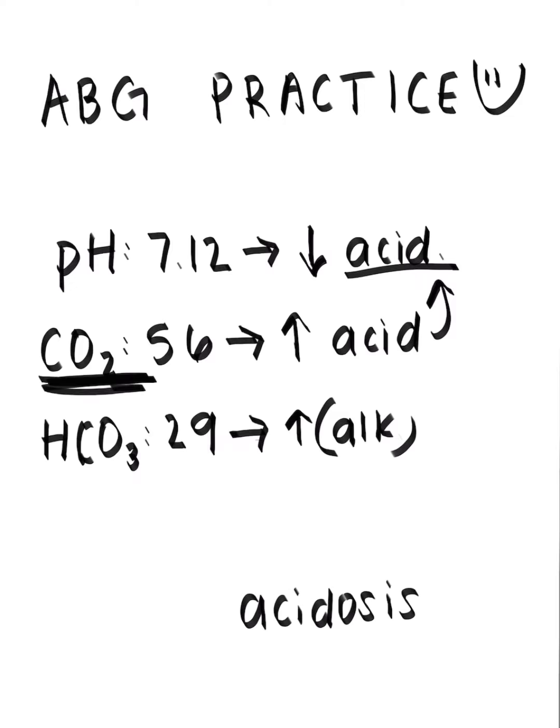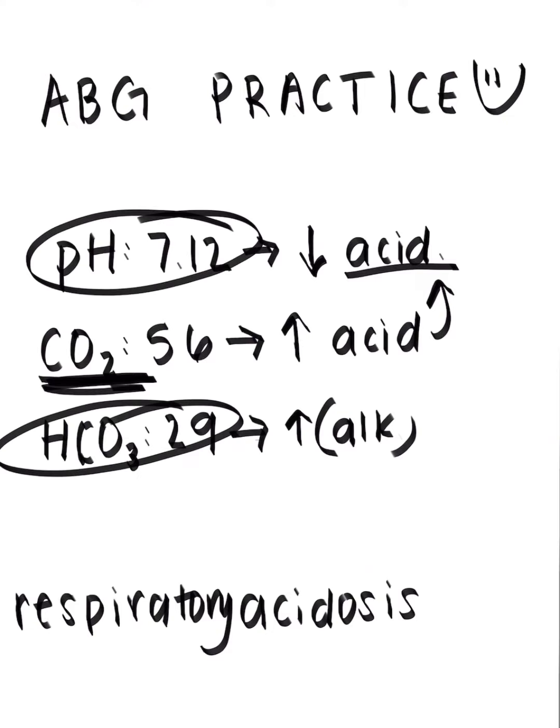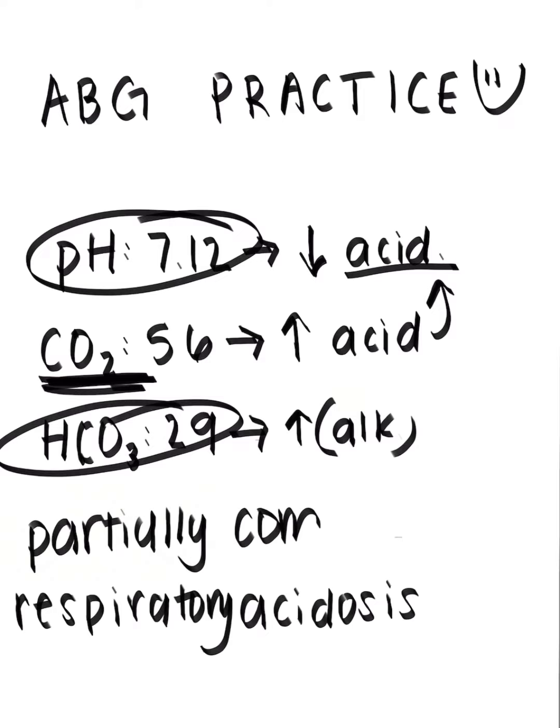So right off the bat, we know we have an acidosis, and because the CO2 is contributing to that acidosis, we know that we have a respiratory acidosis going on. Now we have to look at compensation. Our pH is out of range, so is our bicarb. This means that we are trying to compensate, but we haven't fully compensated. So we have a partially compensated respiratory acidosis going on.